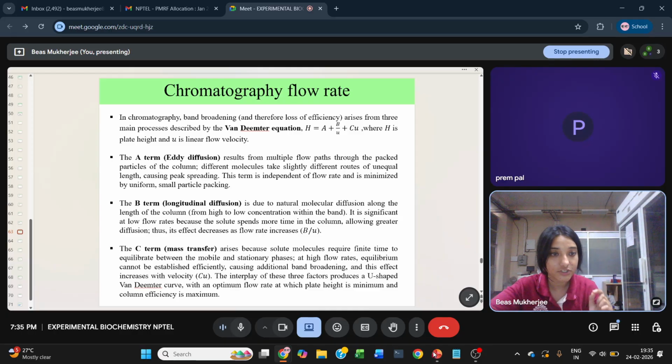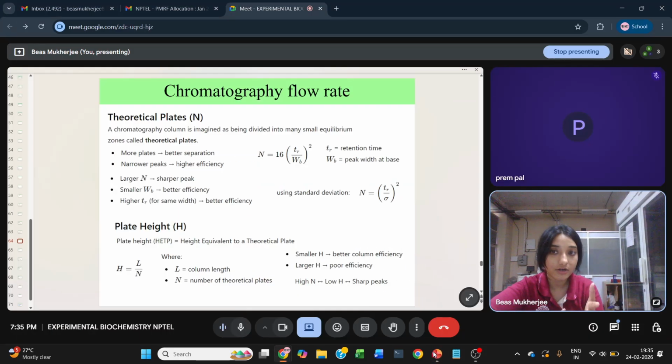The next one is C, which is mass transfer. This arises because the molecule requires a finite amount of time to equilibrate between the mobile and the stationary phase. At higher flow rate, the equilibrium cannot be established efficiently, causing additional band broadening. This effect increases with the velocity, C mu. So the interplay of these three factors produces this U-shaped Van Deemter curve, with an optimal flow rate at which the plate height is minimum and the column efficiency is maximum.